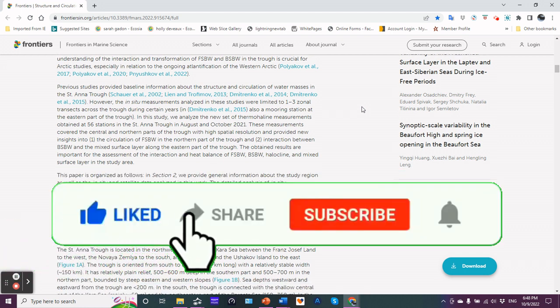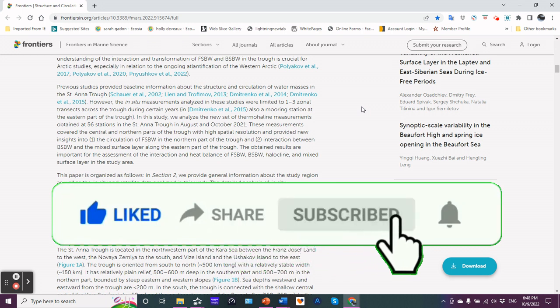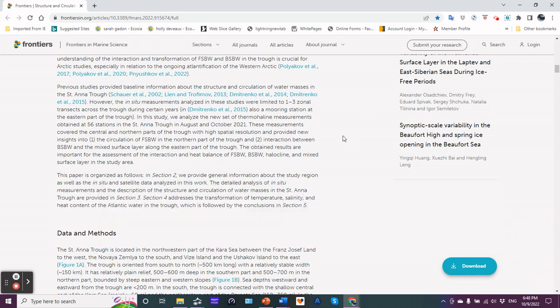Previous studies provided baseline information about the structure and circulation of water masses in St. Anna Trough, a whole bunch of citations. However, the in situ measurements analyzed in these studies were limited to 1 to 3 zonal transects across the trough during certain years. Also, a mooring station at the eastern part of the trough.